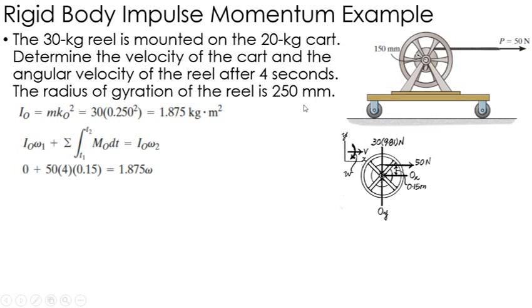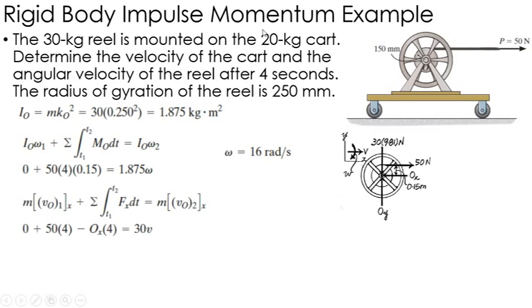Applying my angular momentum equation, I have an initial angular momentum of 0, since it starts at rest. The only thing creating a moment about G, or O, it's the same thing, about the center here, is the force P. So I have 50 times 0.15 times 4 seconds, and that's going to equal the final angular momentum, which is I omega. Solving for omega, I get 16 radians per second.